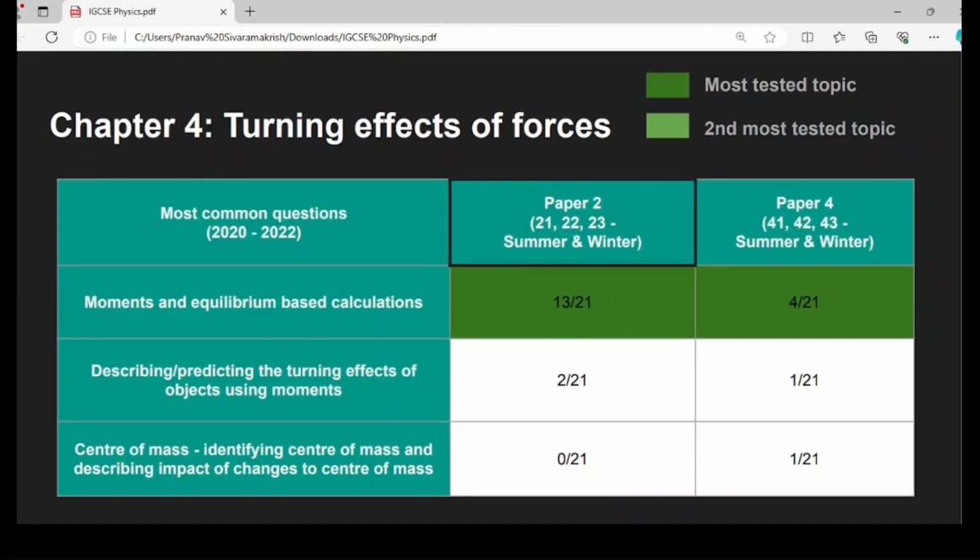Using my three-step approach, the first step is to look at the most commonly tested concepts for this chapter from recent past papers. So I've taken 2020 to 2022, and I've looked at both paper 2 and paper 4, paper 2 being the multiple choice paper, paper 4 being a theory paper. I've looked at all three variants for both papers, and I've looked at questions from Feb, March, as well as summer, which is May, June, and the winter editions of these exams, winter being October, November.